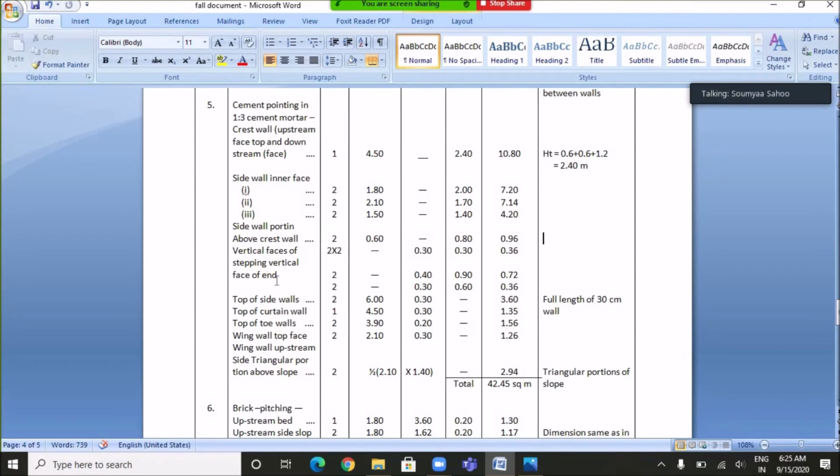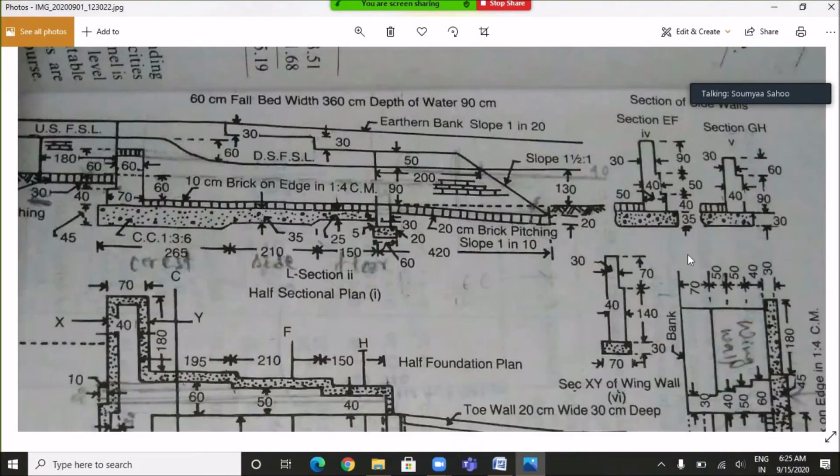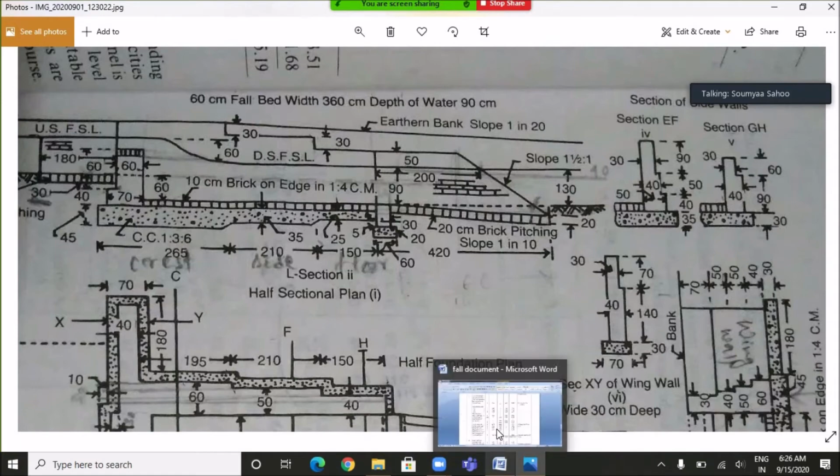Then next the pointing work is to be carried out for the face end portion. So we have to see the cross sections here. We have to see this cross section. So the number will be 2. The breadth will be 0.4 meter and the height will be 0.9 meter for which the cement pointing work is to be done. And for the next staping portion, the breadth will be 0.3 meter and the height will be 0.6 meter for which the cement pointing work is to be done.